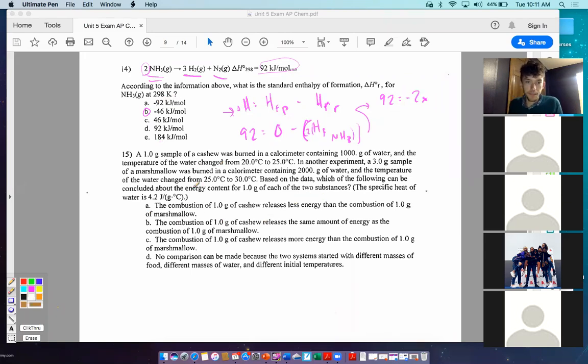Number 15. Here we have 1 gram of cashew burned in a calorimeter containing 1,000 grams of water, and the temperature of the water changed this much. In another experiment, 3 grams of a marshmallow were burned containing 2,000 grams of water, and the temperature changed this much. Based on this, which of the following can be concluded about the energy content for just 1 gram of each of the substances?